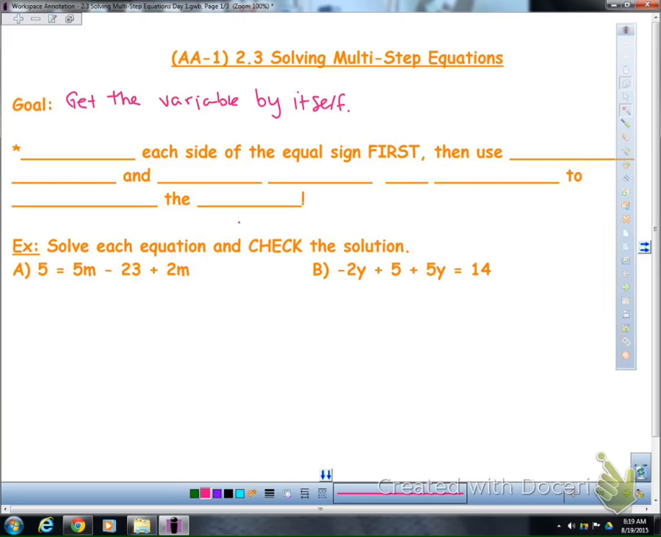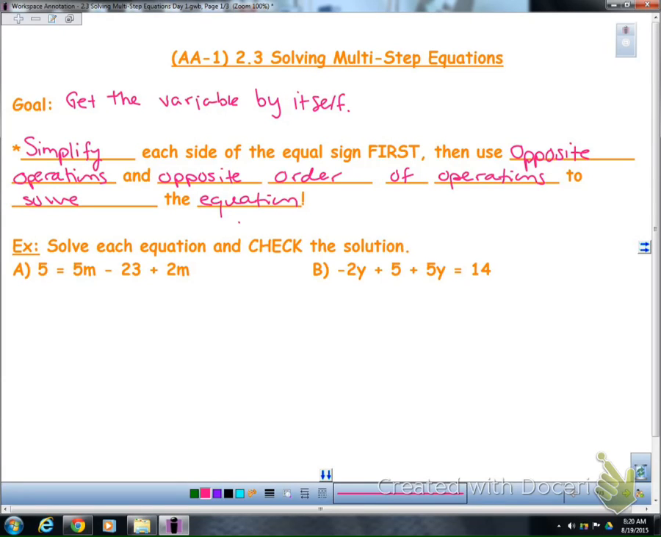The first thing we're going to have to do is simplify each side of the equal sign. So simplify means maybe distribute or combining like terms before we can do anything else. So we have to simplify each side of the equal sign first. Then we're going to use our opposite operations, our opposite order of operations, to solve the equation.